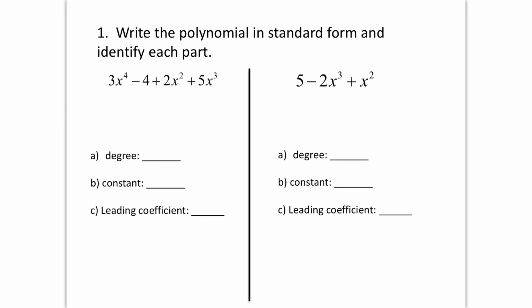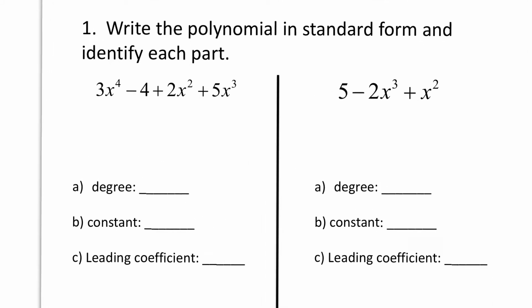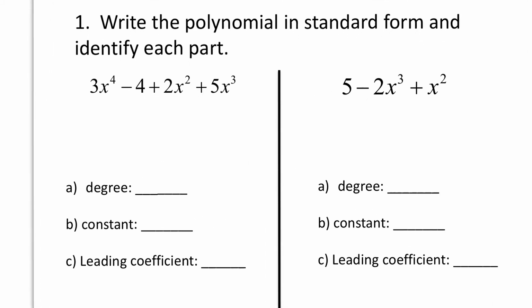So let's try and look for those components, those names or numbers that we need in a polynomial. For this one here, we want to write the polynomial in standard form and identify the parts. I'm asking for 3 different parts: degree, constants, and leading coefficient. It's very important that you also know how to write the polynomial in standard form. Standard form is when you have the polynomial in order, and you start with the term that has the highest exponent, and then you go down to the lowest exponent, and the last term is going to be the constant.